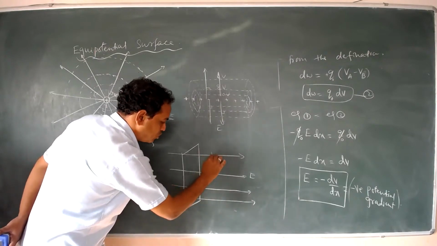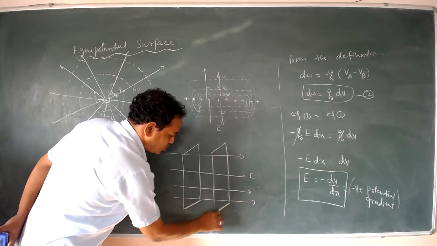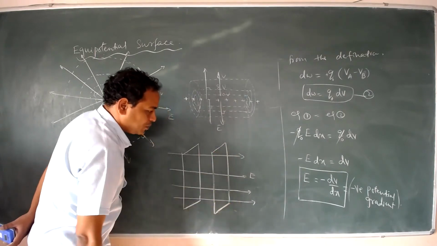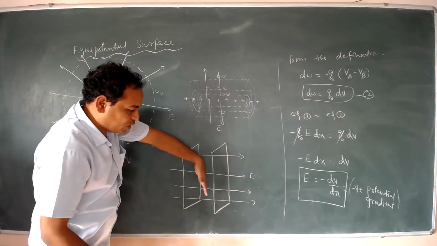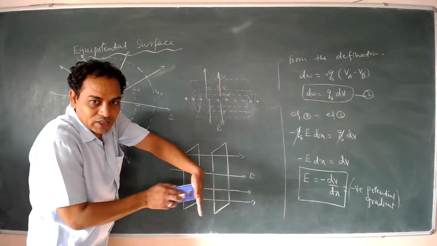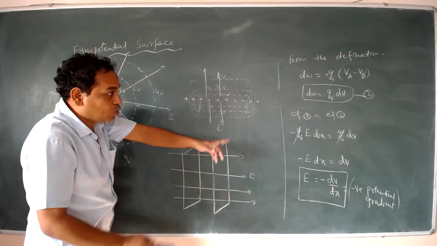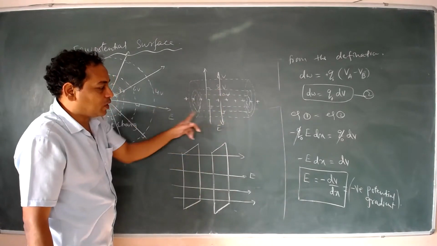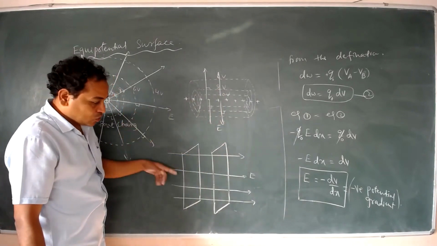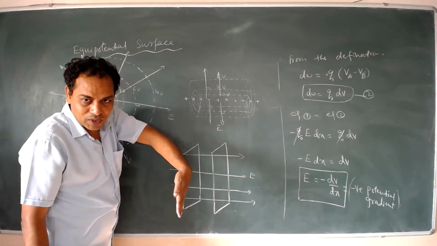This is also one more equipotential surface. Here, the surface I am showing, the electric field is moving in a straight line like this. So this surface is perpendicular to the electric field. As I told you, the surfaces will always be perpendicular to the electric field. So these surfaces are plane sheets, plane-like entities.